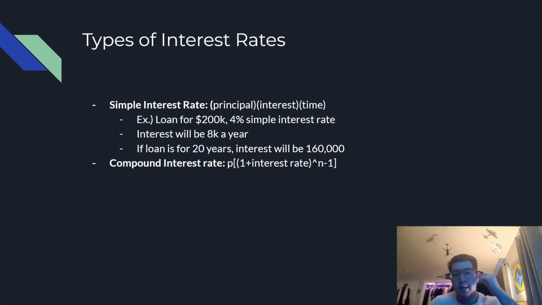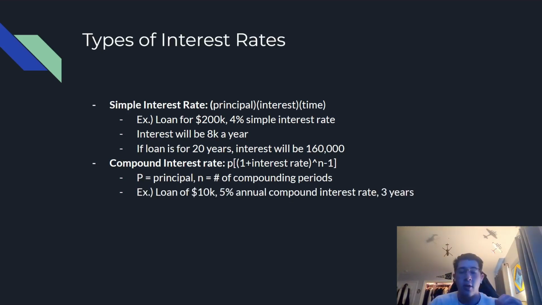And the second interest rate we have is a compound interest rate, which you can see the formula there. P equals the principal, and N is the number of compounding periods. So, for example, you take out a loan of $10,000 at a 5% annual compound interest rate for 3 years. Now we have 10,000 times 1 plus 5%. The little caret thing means to the power of. So you take that to the power of n, which our n is 3 years, right? So you have 10,000 times 1 plus 0.05 to the power of 3 minus 1. What does that get us? $1,576.25.